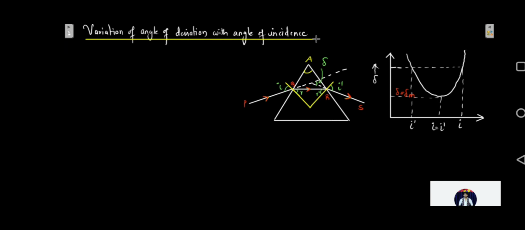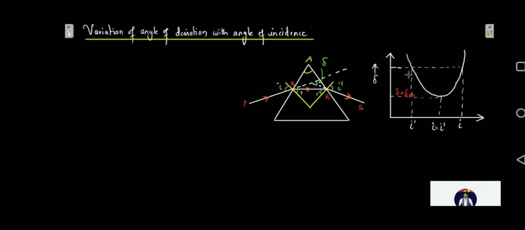The second figure shows the variation of angle of deviation delta. I've taken angle of deviation along the y-axis, and it shows the variation of this angle of deviation, that is delta, with the angle of incidence. So for a particular angle of incidence, what will be the deviation, that is shown in the second figure.